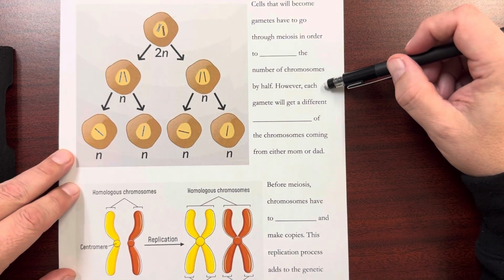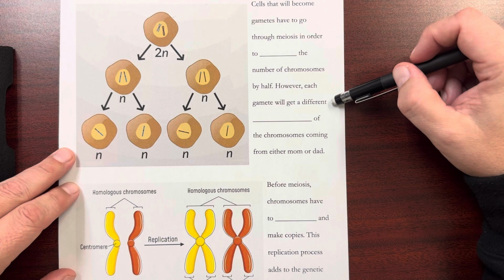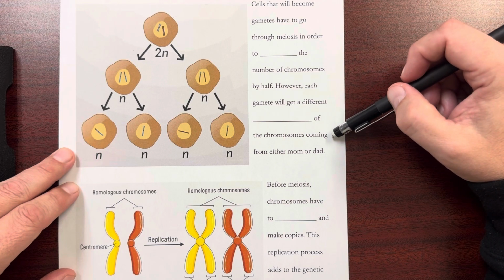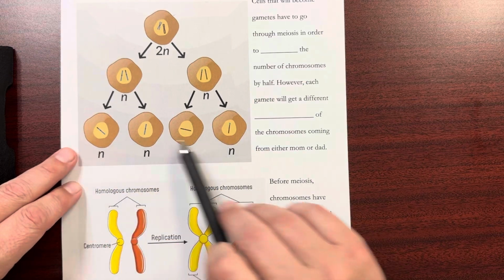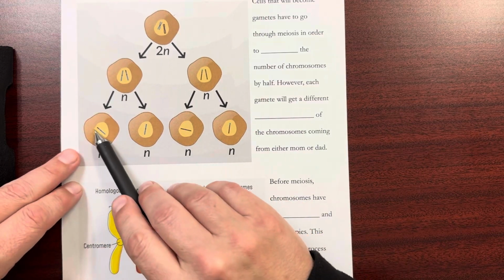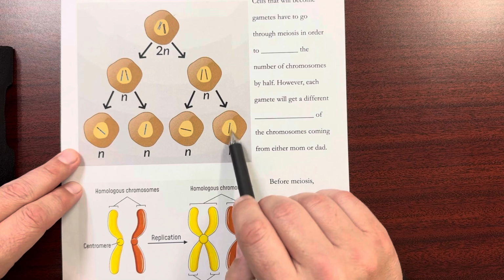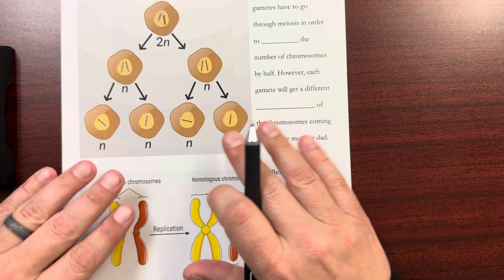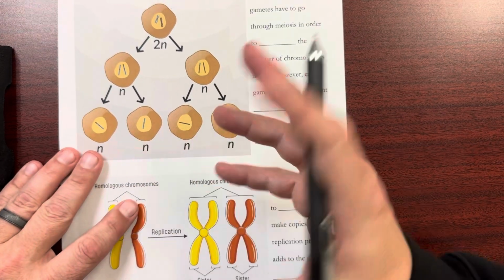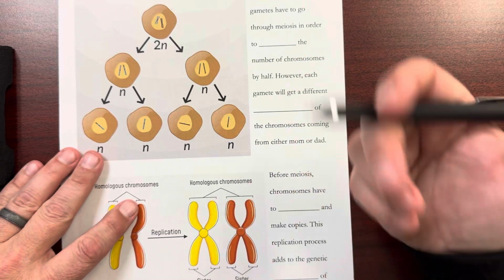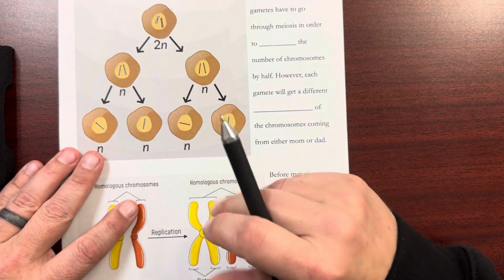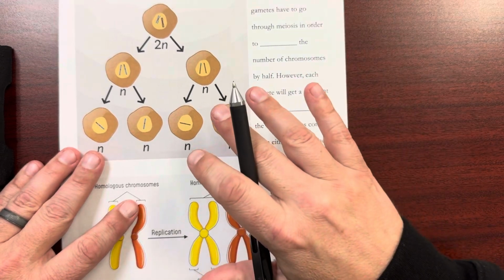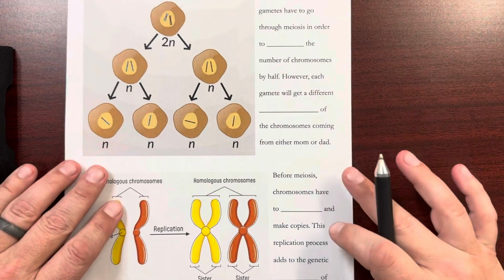However, each gamete will get a different combination of the chromosomes coming from either mom or dad. And if you see this in color, you can tell that each one of these chromosomes has a different color combination. That's just showing that each one has a different combination of genes. So that's why brothers and sisters look similar, but not exactly alike.